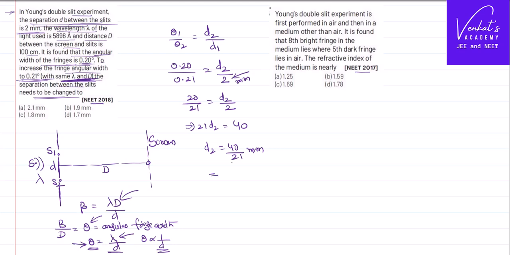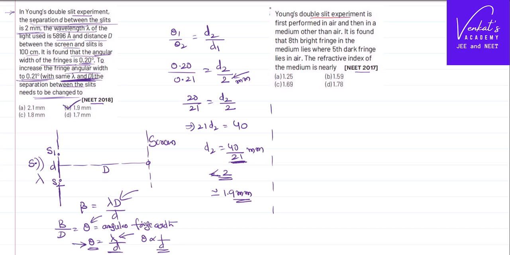It is obvious that if it were 40 by 20, it would have been 2. It is just a little less than 2, because it is 21. And in that calculation, it will be 1.9 millimeter. You calculate, you will get the same, right? That is how we solve this first question. Let us see what the second question is.